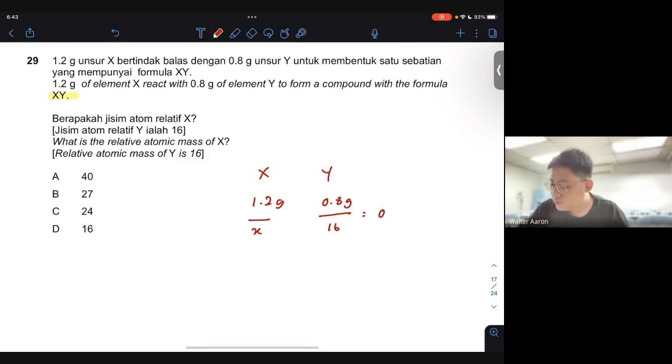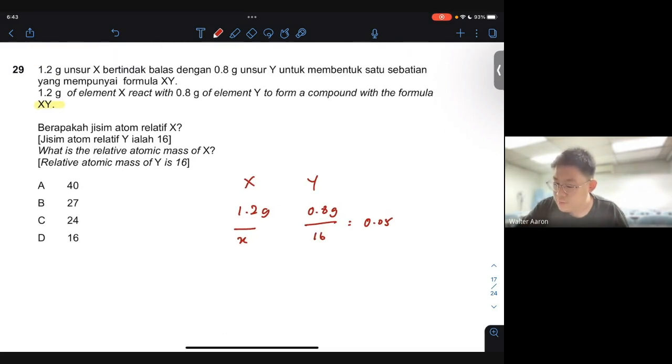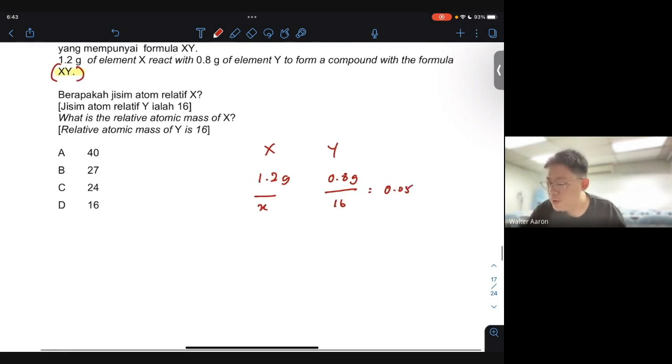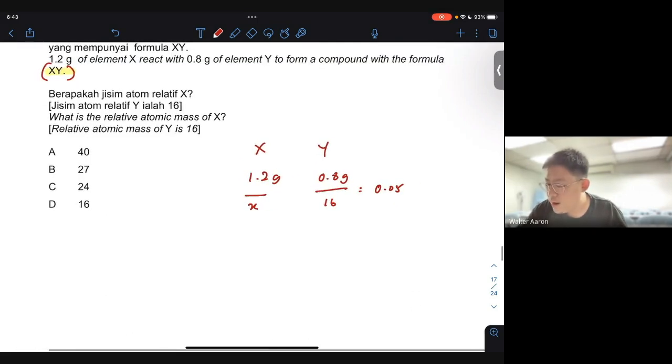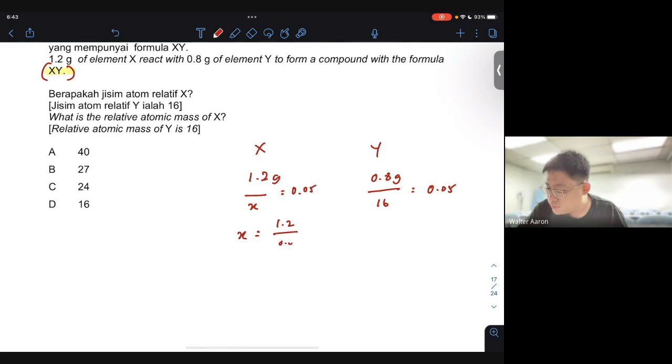0.8 divided by 16 is 0.05. Since the compound has the formula XY, which is a 1-to-1 ratio, 1.2 grams divided by X will technically be 0.05 as well. So X will be 1.2 divided by 0.05. The answer is 24. So the answer is C.